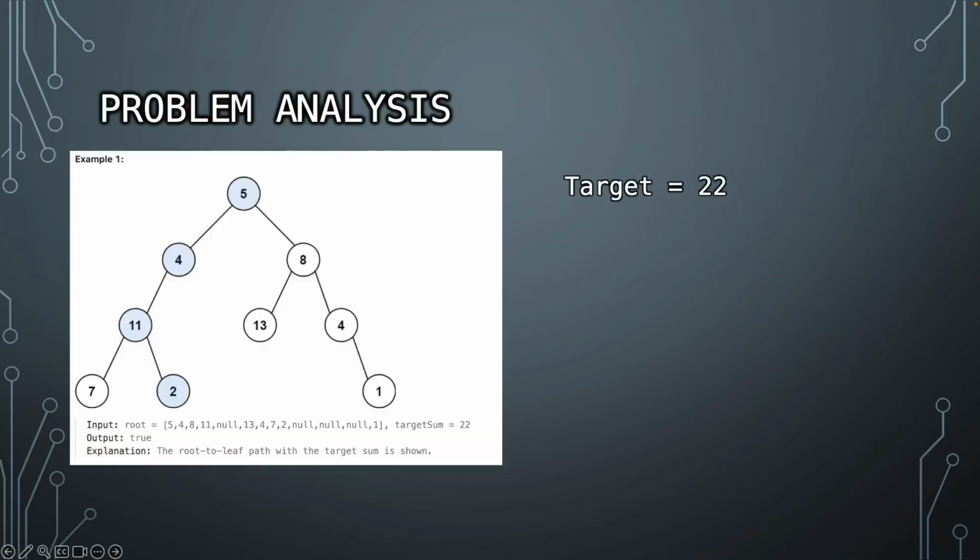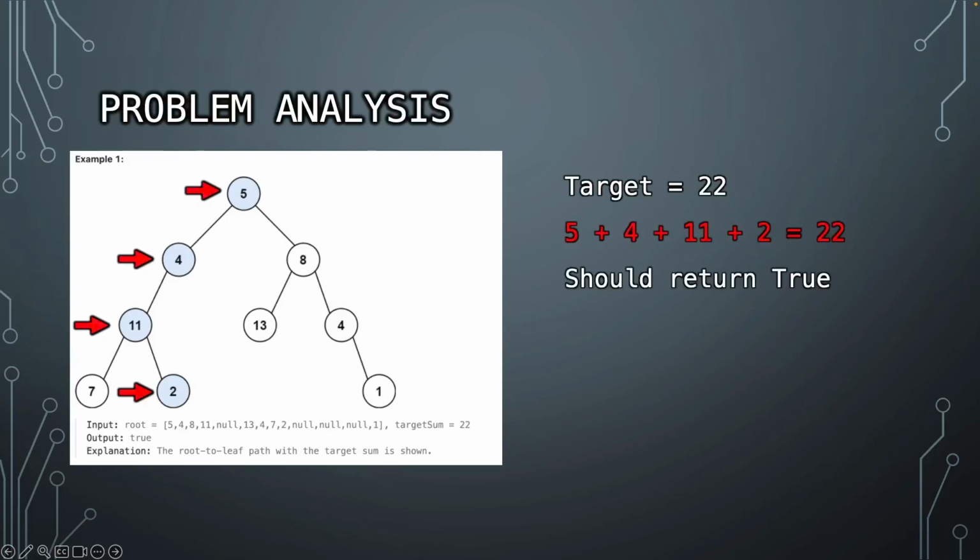In this example, we are given that target sum equals 22. If we look at the nodes highlighted in blue, we see that their values add up to 22, which is our target sum, meaning the path exists, so our algorithm returns true.